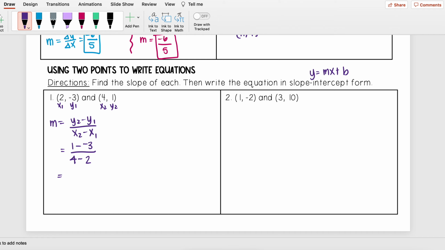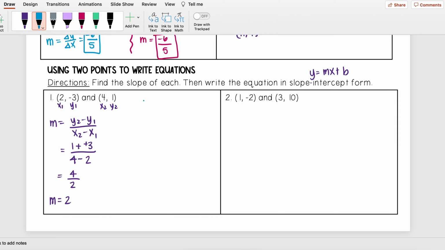Whenever I subtract a negative, that really means I'm adding a positive. So anytime you see two negatives together, they're really just going to become positive. So I have 1 plus 3, which is 4, over 4 minus 2, which is 2. So that means that my slope here is 2. So I went through the very first half of this problem. So I have my m, but now I need to find my b.